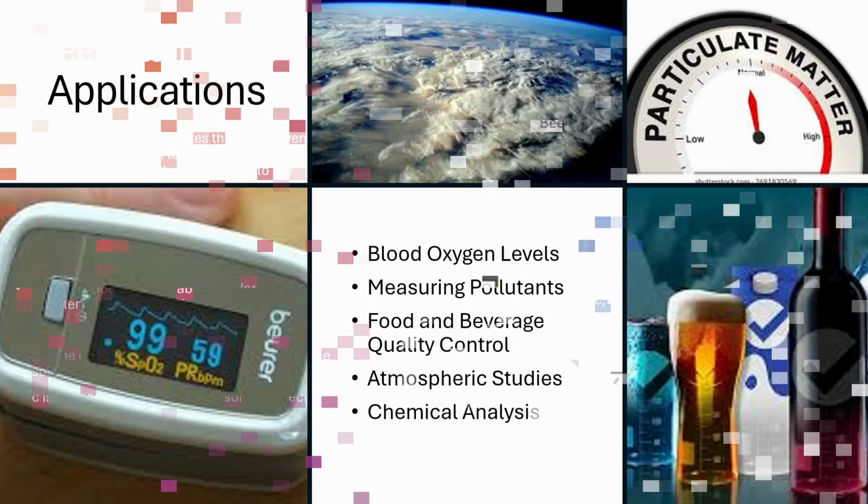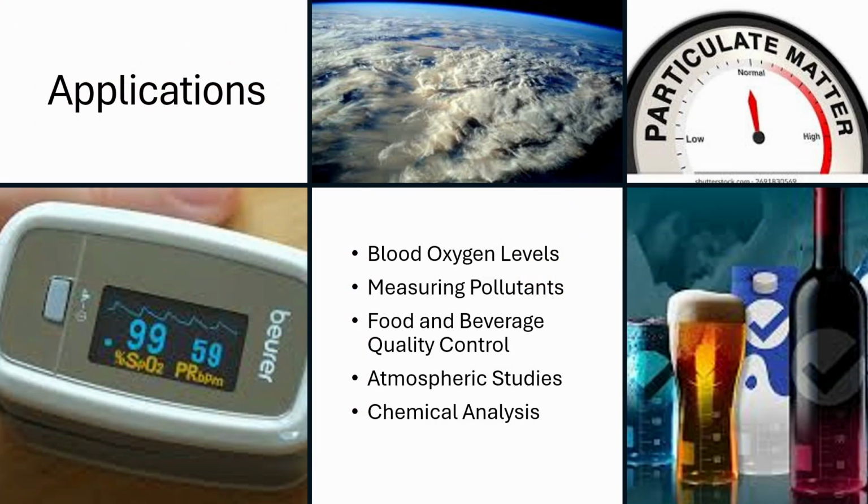Okay, the applications of Beer-Lambert's law in real life. First, we have blood oxygen levels. Pulse oximeters, which are devices that estimate the oxygen saturation of a patient's blood, operate on principles derived from Beer-Lambert's law. By analyzing the absorption of light through a patient's fingertip at different wavelengths, these devices can discern the proportion of oxygenated and deoxygenated hemoglobin.